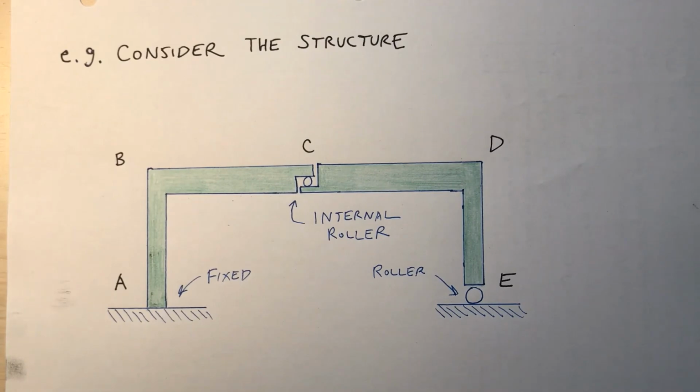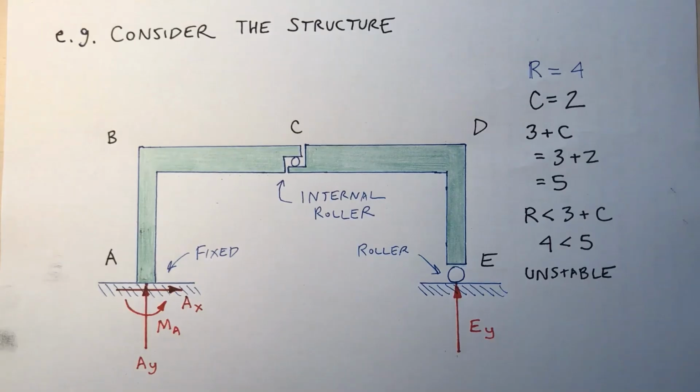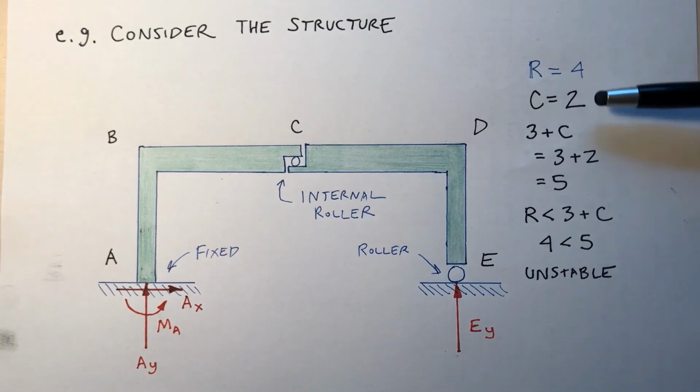So consider this structure: fixed at A, roller at E, internal roller at C. What's the degree of indeterminacy? Okay, so it's got 4 reactions, 3 reactions at A and 1 at E. So R is 4. C is 2.